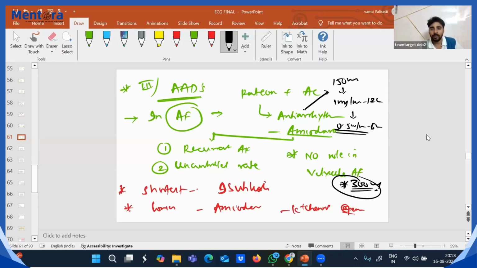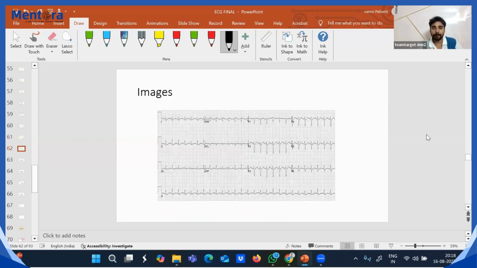Whether it is valvular or non-valvular: valvular, only warfarin; non-valvular, anything you can give. Then you can go for an antiarrhythmic drug if the rate is not controlled. If the patient has recurrent AF, then you can go for antiarrhythmic drugs. Okay. Then we already discussed that.